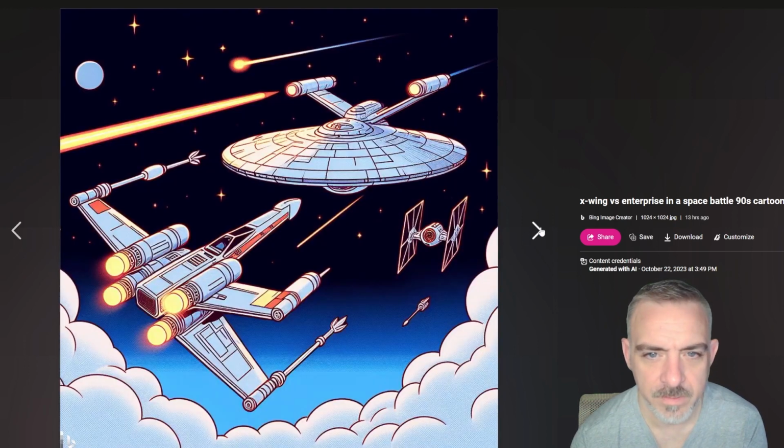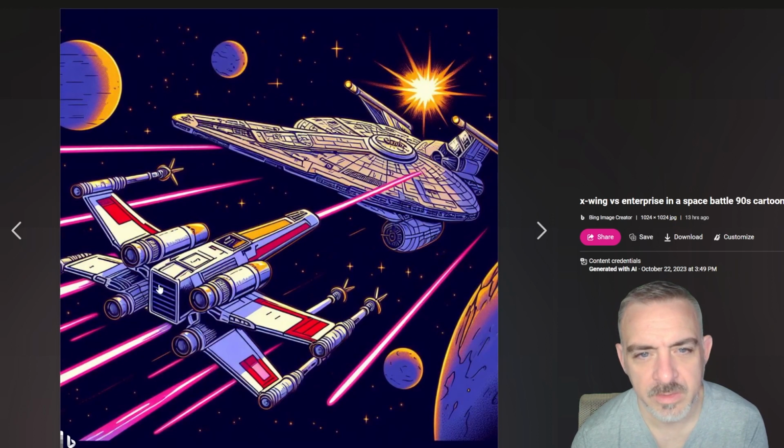Let's take a look and see. It's closer. It still missed the wing over here. That's super odd, and it added a TIE fighter. So yeah, the art style's dead on.